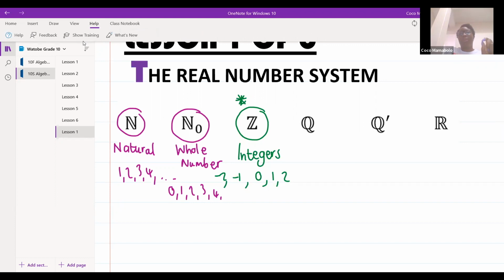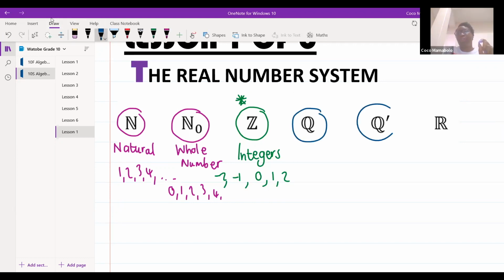All right, who can tell me what the Q stands for? What is Q? Q and Q apostrophe. I don't know if your name is Roma or Roma. You need to tell me how to pronounce that. Can you unmute for me?